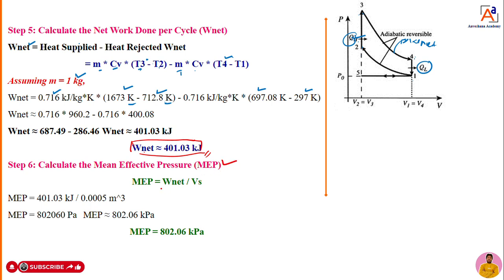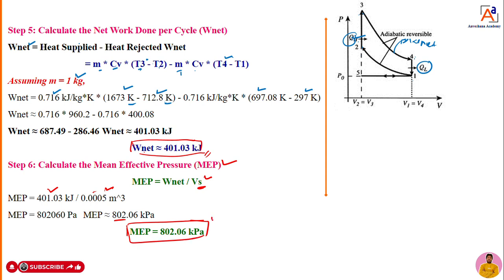So already I told, mean effective pressure is the ratio of net work done divided by swept volume. Swept volume for what? Single cylinder, that you have to remember. So net work done is 401.3. Then swept volume is for a single cylinder, that is 0.005, that you already calculated. Do simplification, then you are going to get the mean effective pressure as 802.06 kilopascal. This is the mean effective pressure.